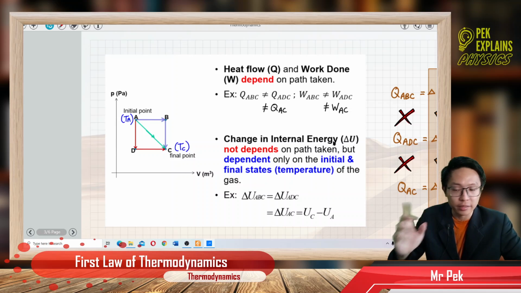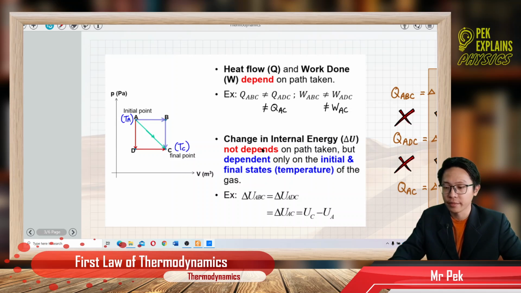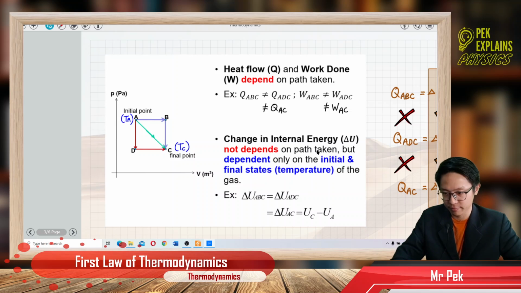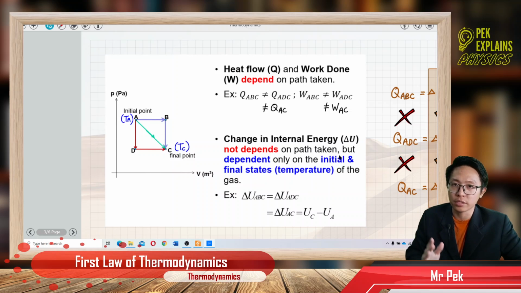But how about the change in internal energy? The change in internal energy is independent of the path taken. So that means whatever path you take, the purple one, the green one, or the red one, the change in internal energy is still the same. Why?